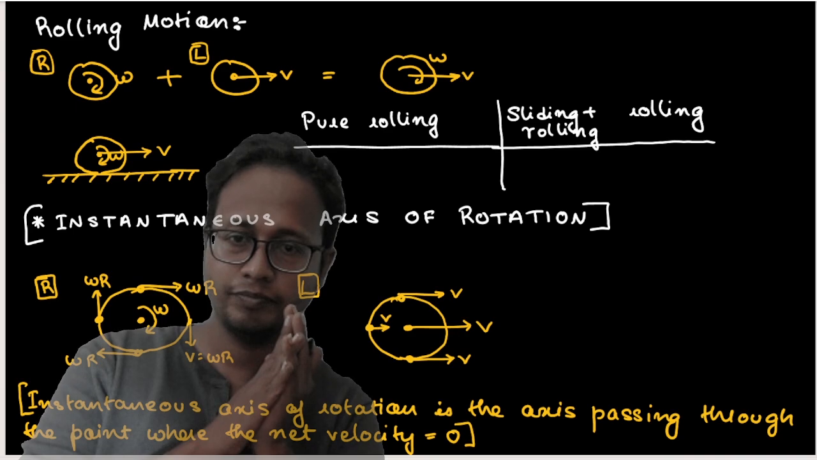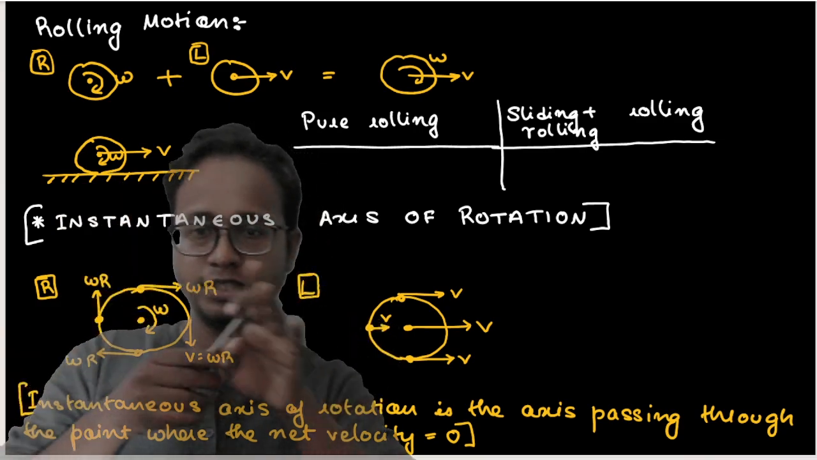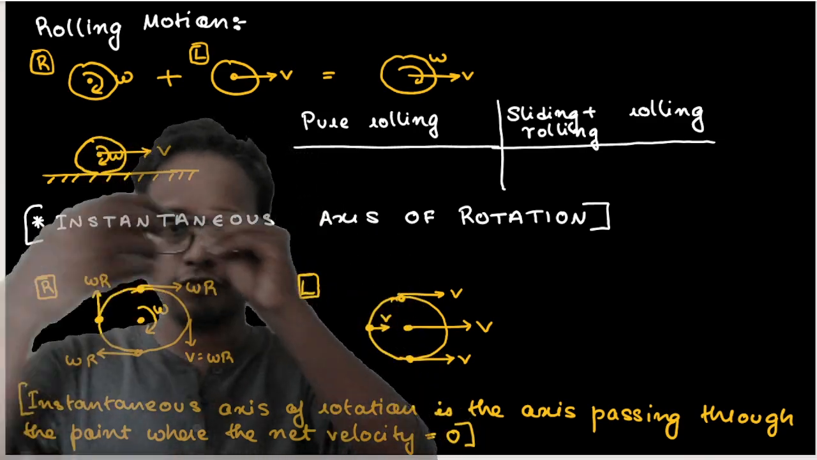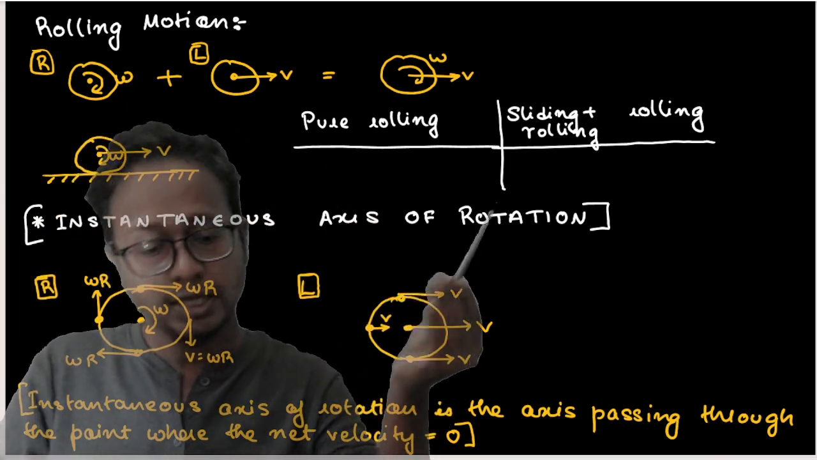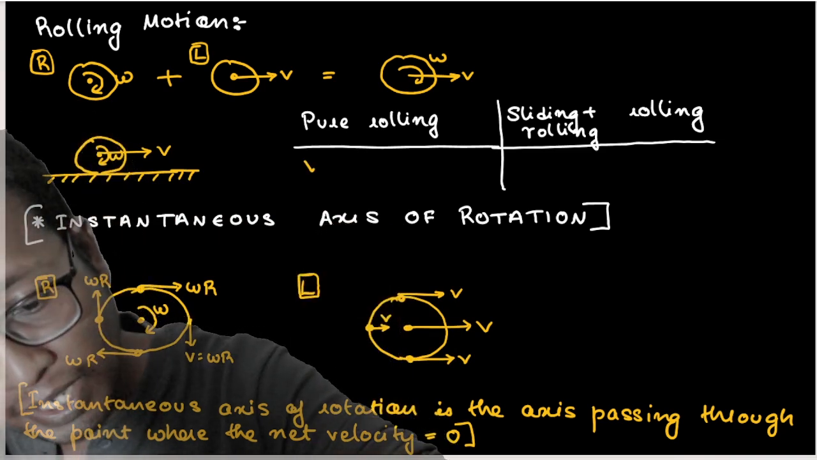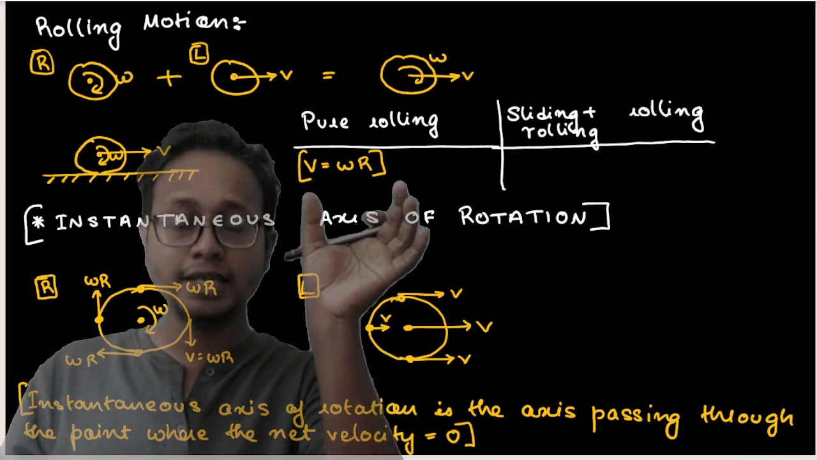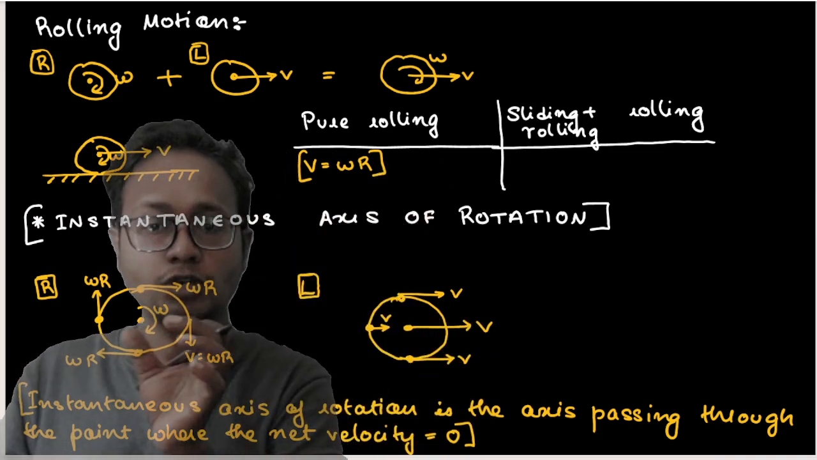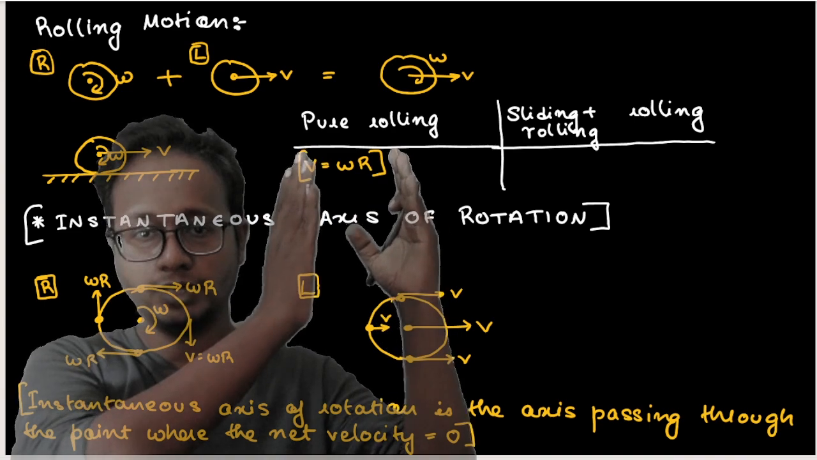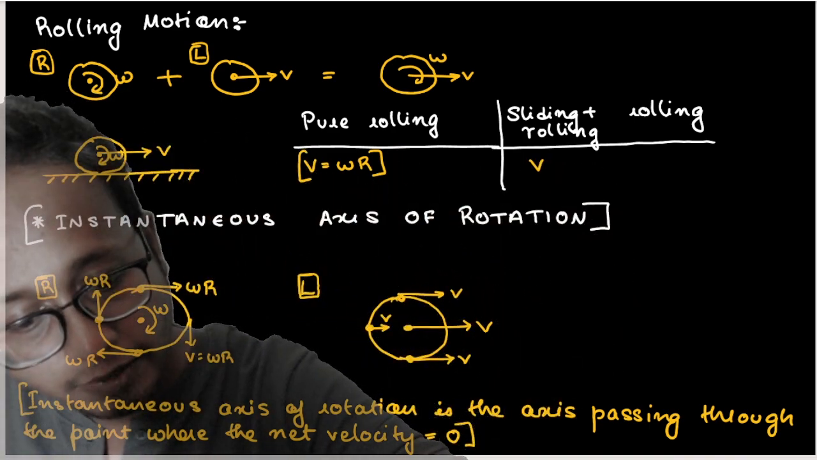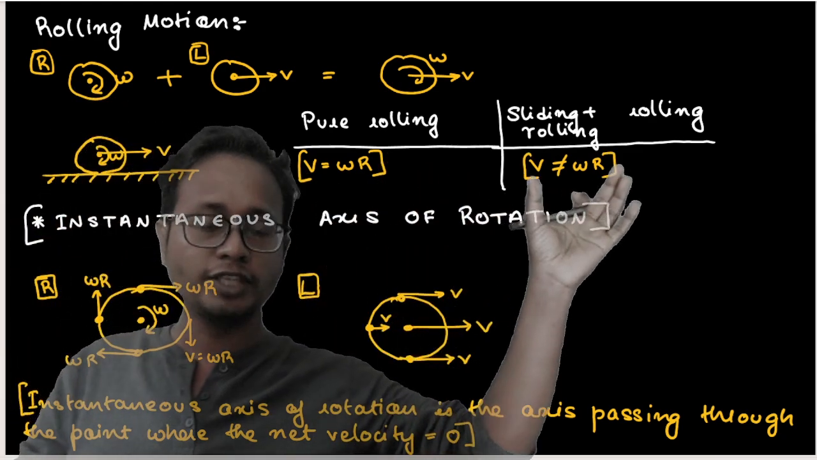Now for pure rolling, when the body is rolling without any slipping, like this, there is no slipping with the surface at the point of contact. That means there is no motion of drag. For the concept of pure rolling, the necessary condition is V equals omega R, the linear velocity equals omega into R. For sliding or impure rolling, sliding plus rolling, V is not equal to omega R.